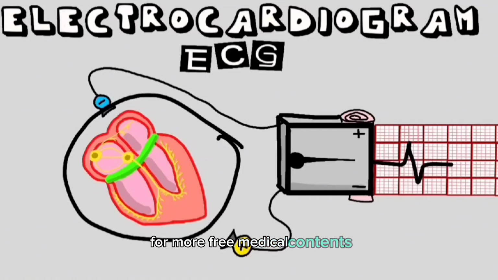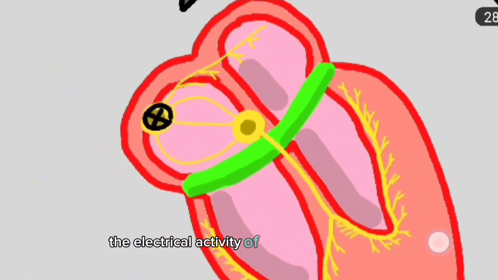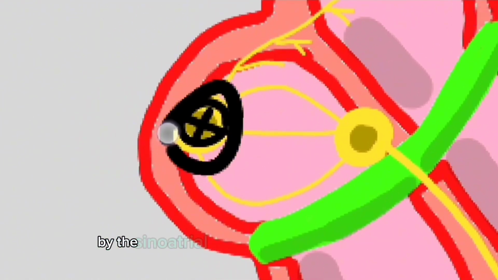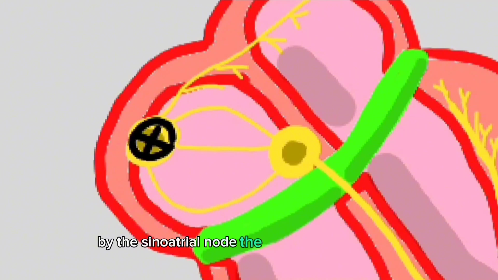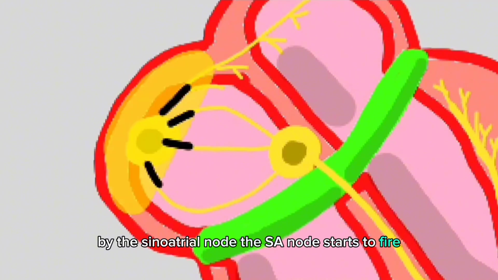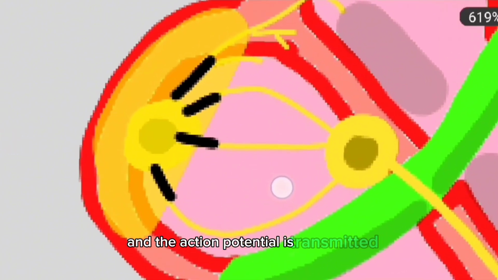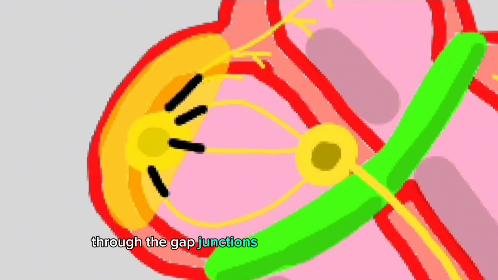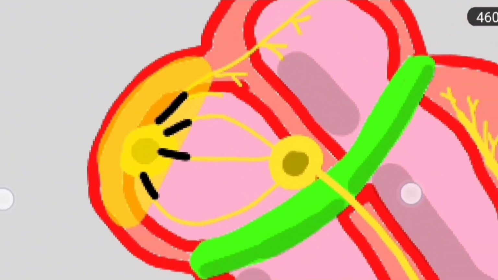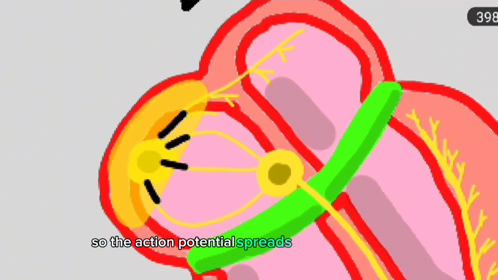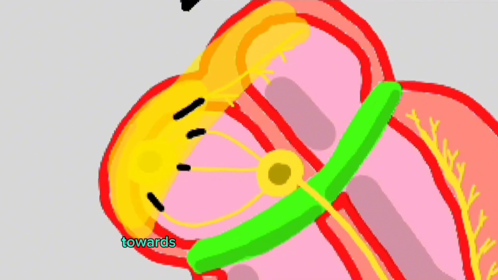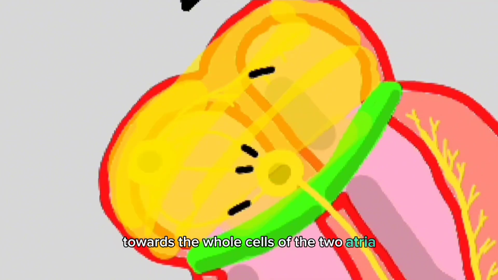The electrical activity of the heart is initiated by the sinoatrial node. The SA node starts to fire and the action potential is transmitted through the gap junctions between the myocytes. So the action potential spreads from the SA node towards the whole cells of the two atria.